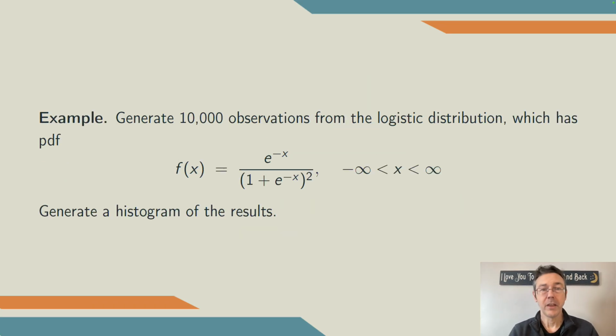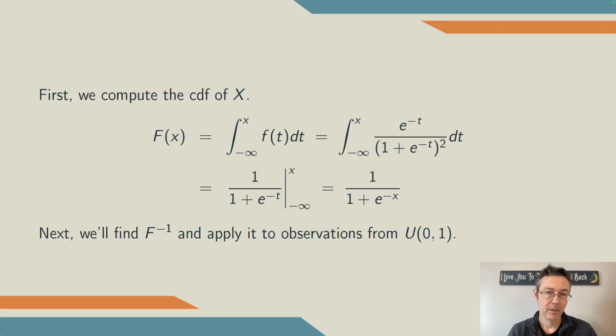Let's do one more example. Let's generate 10,000 observations from the logistic distribution, which has this PDF. Little f(x) is e^(-x) over (1 + e^(-x)) quantity squared. The support of this random variable is all the real numbers. We're going to also want to generate a histogram of the results so that we can see the shape of this distribution more clearly. First, we need to compute the CDF of this random variable.